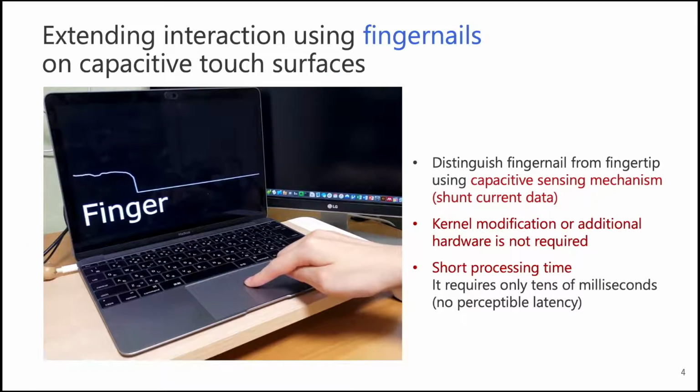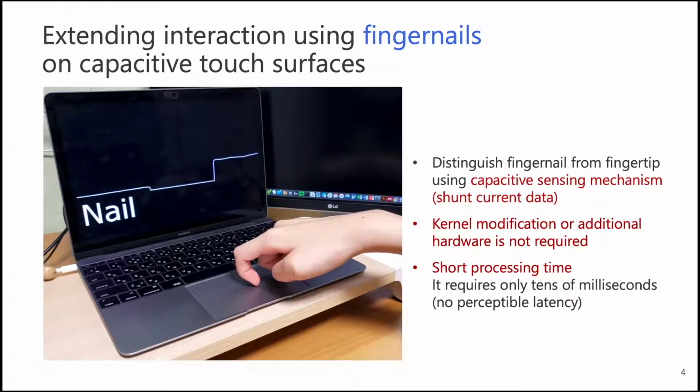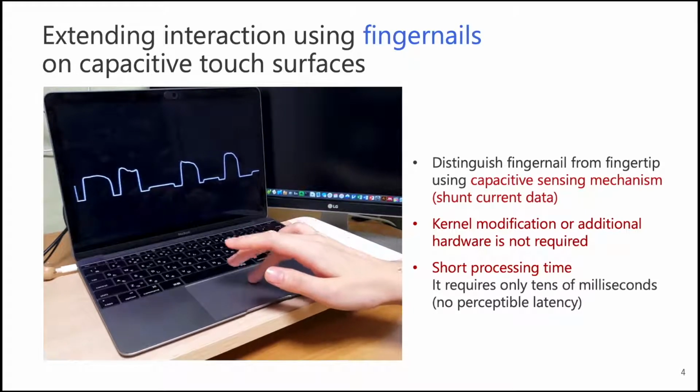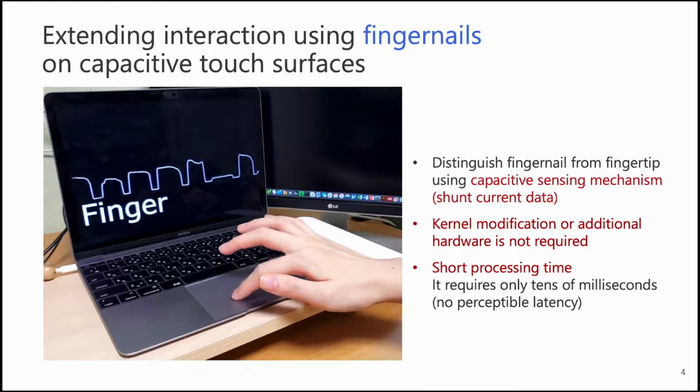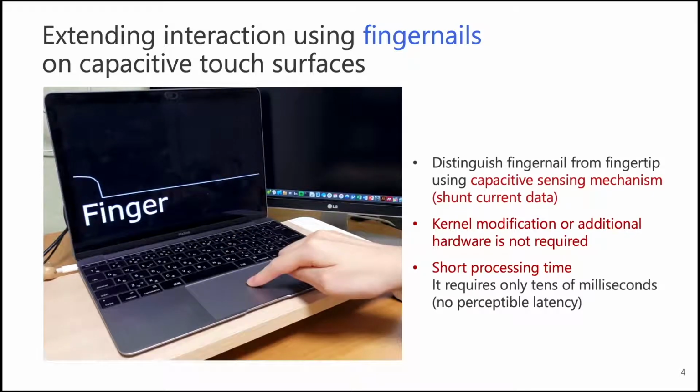We introduce ScraTouch, extending touch interaction using fingernails. The basic idea is distinguishing a fingernail from a fingertip by using capacitive touch sensing. Our technique does not require kernel modifications or external hardware. In addition, it requires only tens of milliseconds for sensing and recognition.